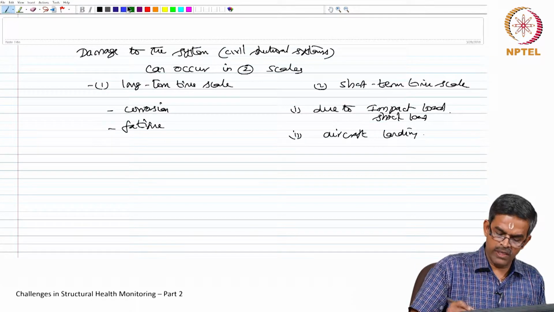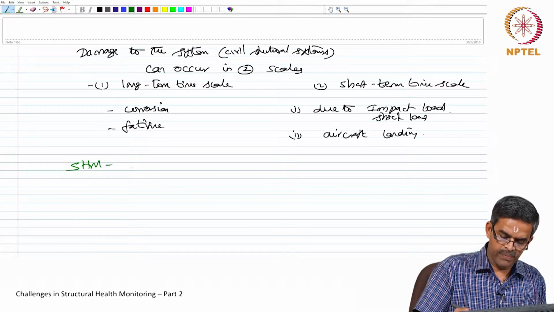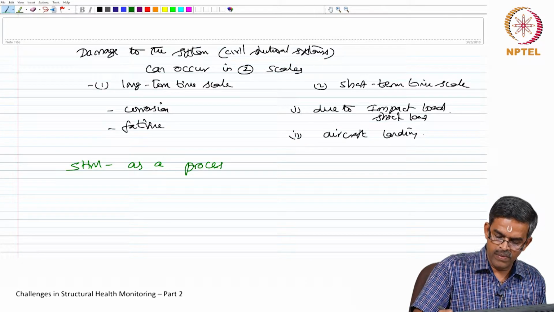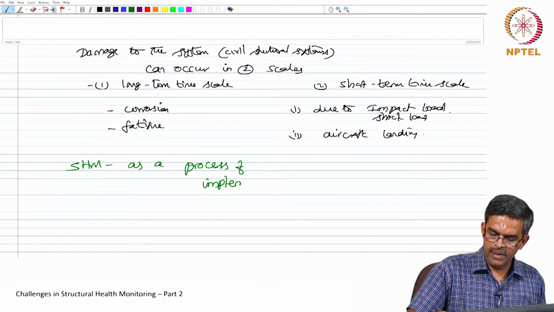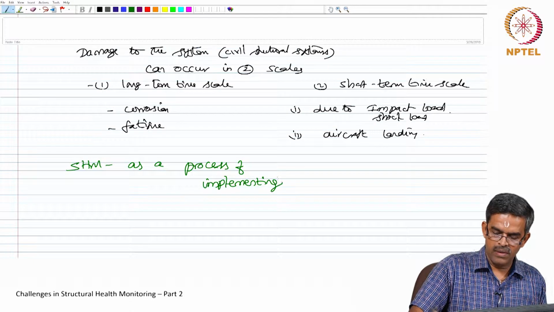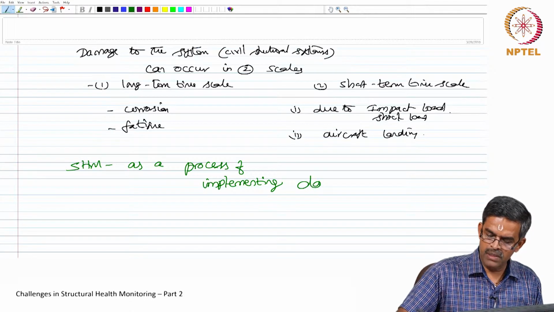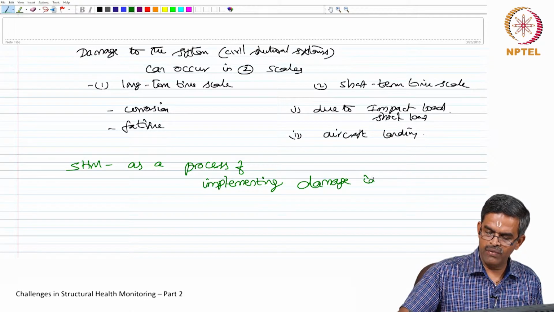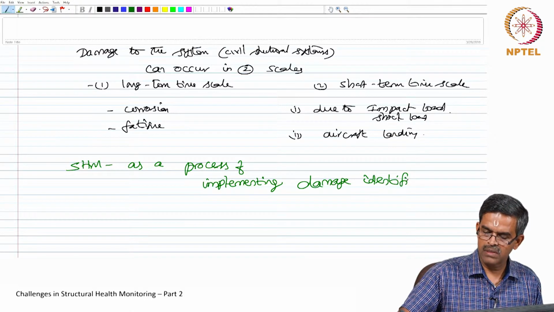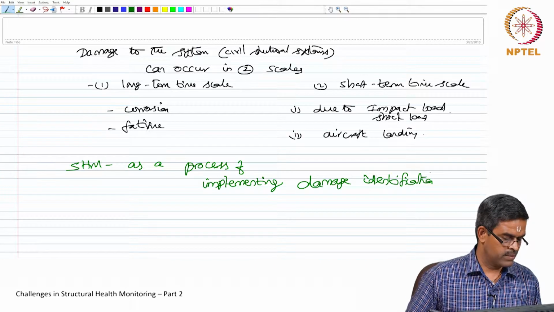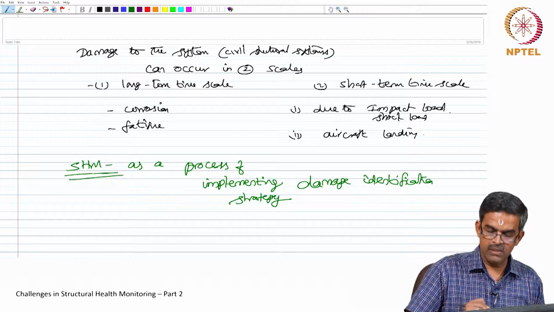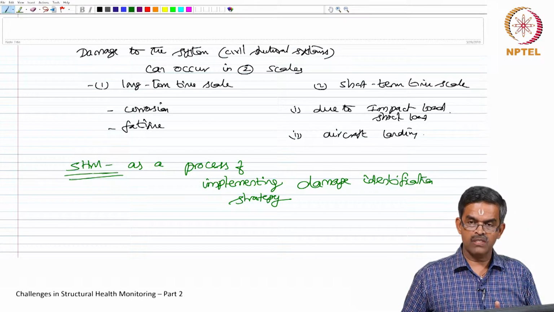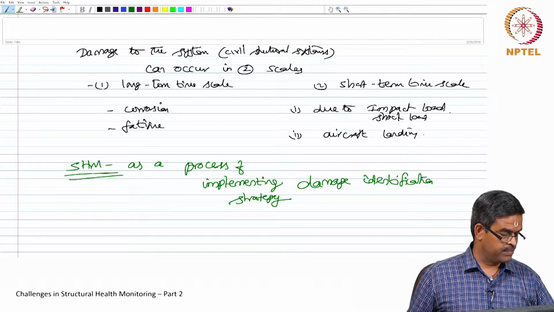Essentially, it can be also during, let us say for example, aircraft landing in aviation industries. Therefore, let us redefine SHM as a process of implementing damage identification strategy. That is a redefinition of SHM under damage perspective.